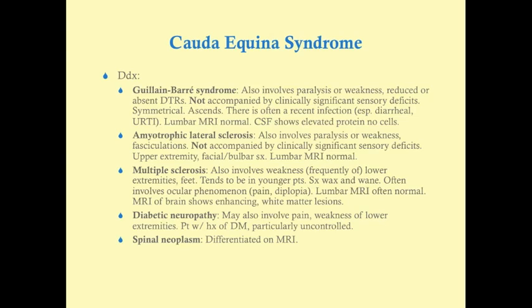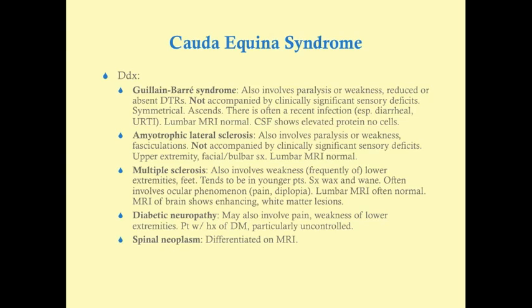Diabetic neuropathy can also involve pain and weakness of the lower extremities, particularly pain. These patients are going to have a history of diabetes, particularly uncontrolled diabetes. So if they have labs, a lot of times you're going to see an elevated glucose, maybe an elevated A1C. They also might have renal function which is off and uncontrolled.